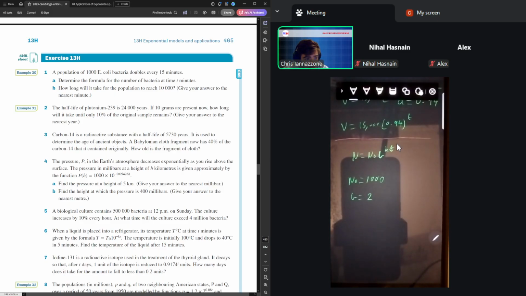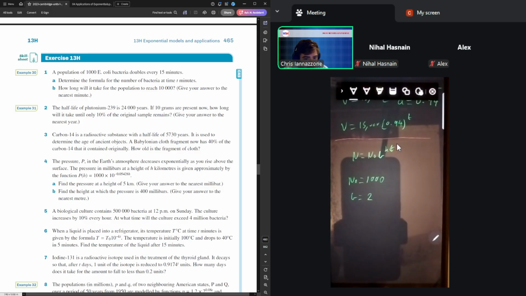Specifically, it's doubling every 15 minutes. So that's actually going to help us with our k value, the coefficient that goes on the t. Now, as I said before, you can choose a different base and get a different k out of this. So when it says determine the formula, it's a little bit incorrect, because technically speaking there are multiple ways of writing this exponential to determine the same thing.